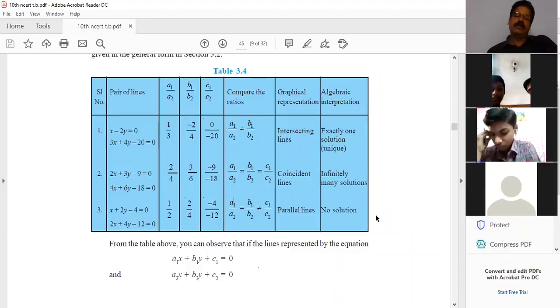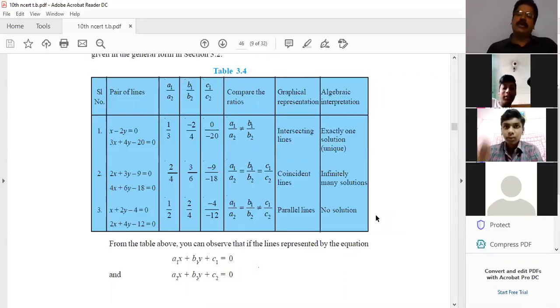Next, the third one. If A1 by A2 is equal to B1 by B2, but they are not equal to C1 by C2, then they are inconsistent. They are parallel lines. The graphical representation is parallel lines and the algebraic interpretation is no solution. Very good. Any other can try?